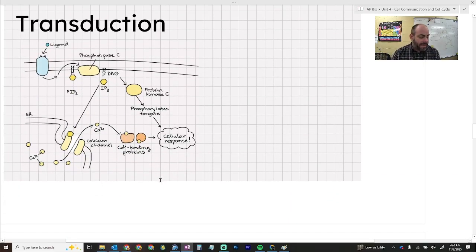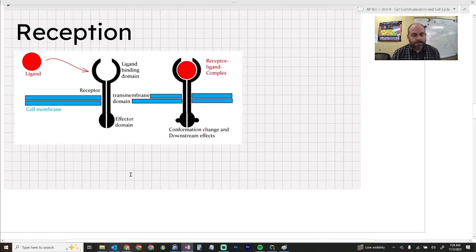Let's look at this idea of transduction. Transduction can be very complicated, and so we need to spend some time on here. A couple terms that you need to be familiar with. Actually, I'm going to go back up here. When reception occurs, there elicits something called a conformation change, right? When that ligand binds with the receptor, it causes the receptor to change shape, right?